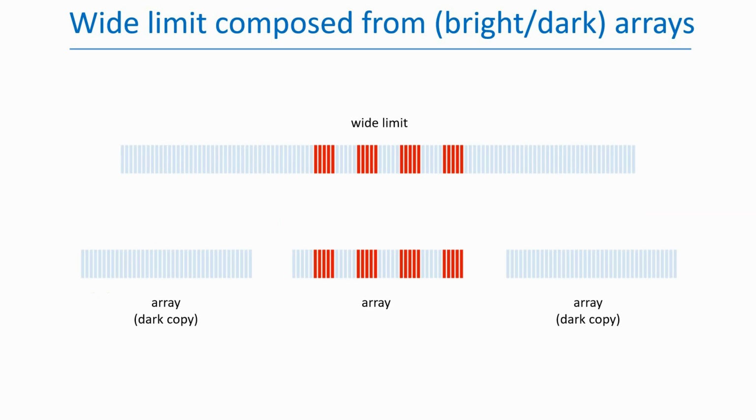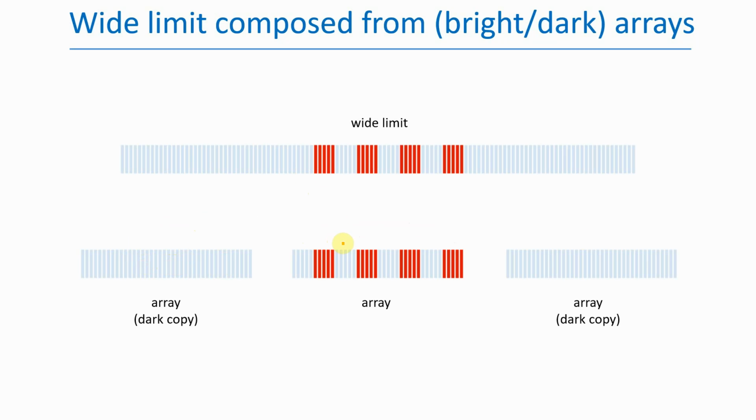First, it's helpful to notice that each feature can be composed from smaller features, and they form a nested series. Let's look at this. We'll start at the top with the wide limit. We can think of it as being composed of 3 distinct segments. The segment in the middle is unique because it's the normal array. All the other segments are what we can call dark copies of the array, because they're the same size as the array, but all the patches are dark. So at this level of nesting, the wide limit is the whole and the array is the component.